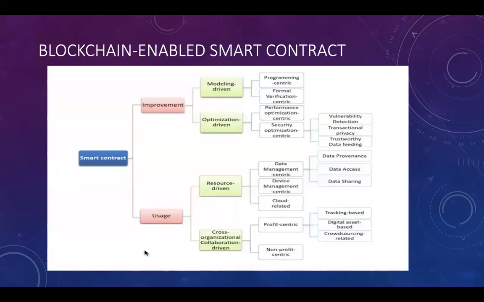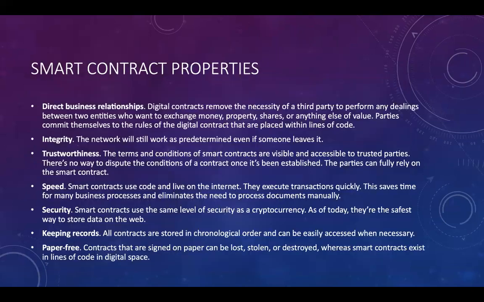So in this slide, you can see how the blockchain enables smart contracts to work. This is a schematic diagram of how improvements and uses have been categorized. You can see the improvements are modeling driven and optimization driven, and the uses come under research driven and cross-organization collaboration driven.